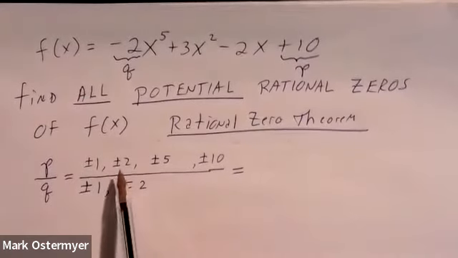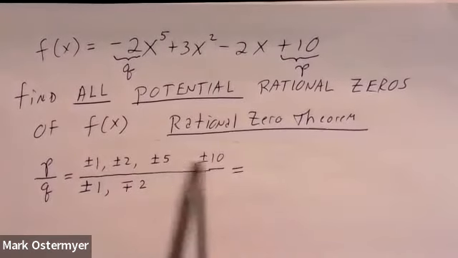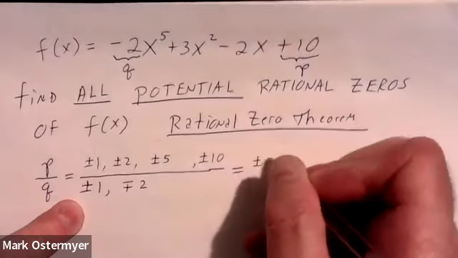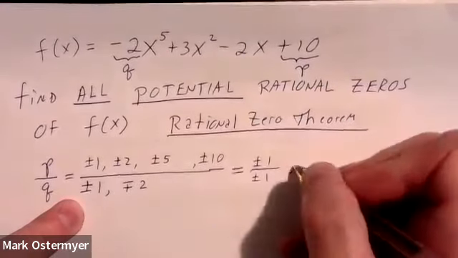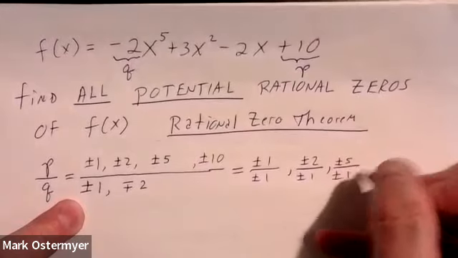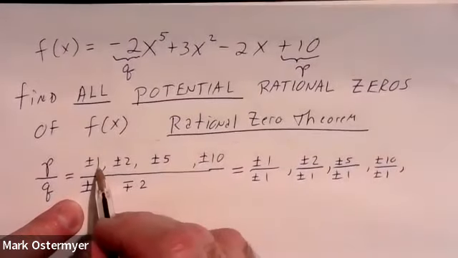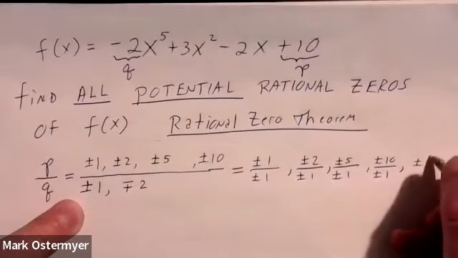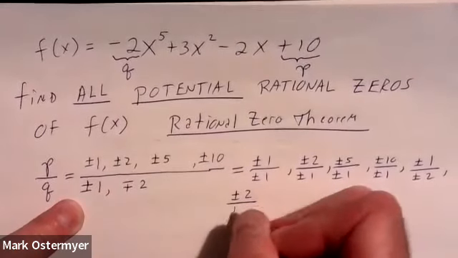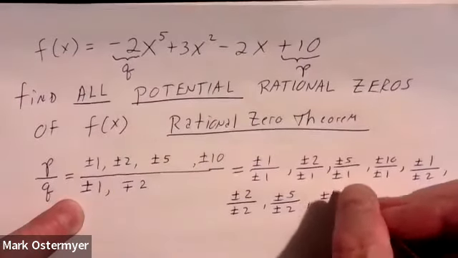So I'm going to simplify this. This is saying that to represent all of our potential rational zeros, we're going to take each number in the numerator and divide it by each number in the denominator. So positive negative 1 divided by positive negative 1, positive negative 2 over positive negative 1, positive negative 5 over positive negative 1, positive negative 10 over positive negative 1. Or we could have positive negative 1 over positive negative 2, or positive negative 2 over positive negative 2, or positive negative 5 over positive negative 2, or positive negative 10 over positive negative 2.